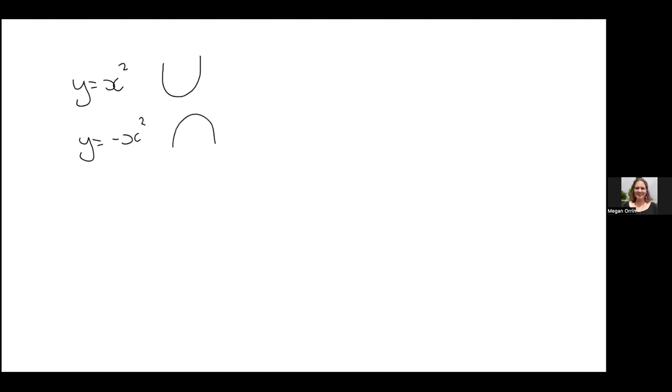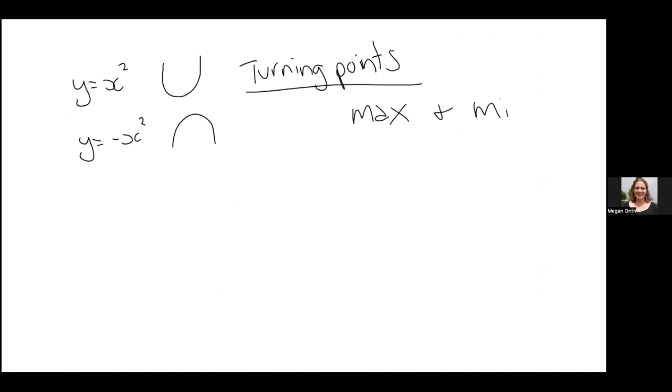Now, we've already talked about turning points, right? There are two types of turning points. There is a maximum turning point and a minimum turning point. Max and min. This is clearly a minimum turning point because it's the minimum point of the graph. This is going to be a maximum turning point because it's the maximum point of that graph.